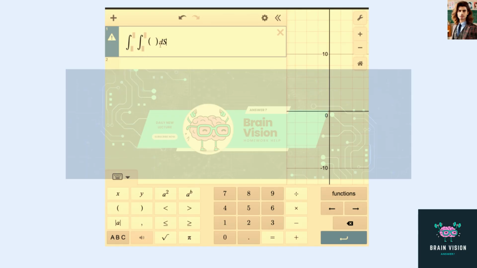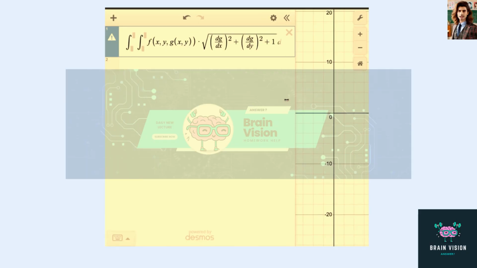the double integral of f of x, y, g of x, y, times the square root of the partial derivative of g with respect to x squared plus the partial derivative of g with respect to y squared, and then plus 1 dA. Now, with this formula in mind, we just have to find the other pieces.